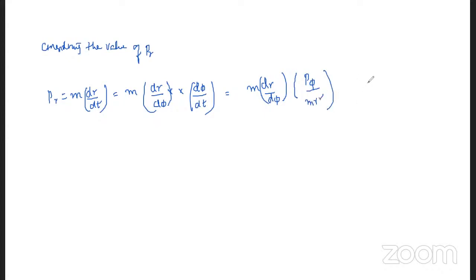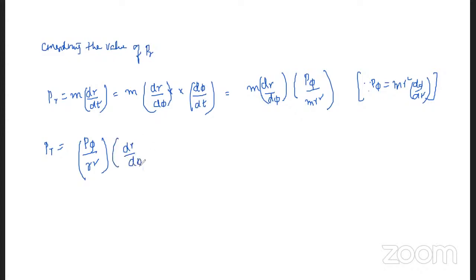How do we get it? Simply, the value of p phi is equal to m r square into d phi by dt. From this, d phi by dt is equal to p phi by m r square. So now we can write PR is equal to p phi by r square into dr by d phi, because m gets cancelled.